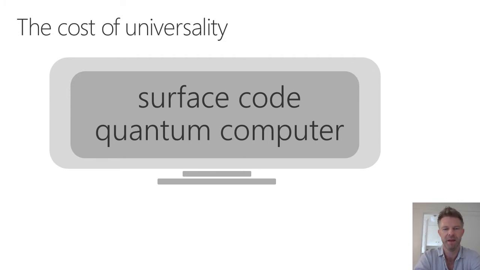Probably the best known approach to build a scalable quantum computing system is based on the surface code. And if you look inside the workings of a surface code based quantum computer, you find that the logical operations that are performed, so the gates that need to be run on the quantum computer to implement the quantum algorithm, split naturally into two types.